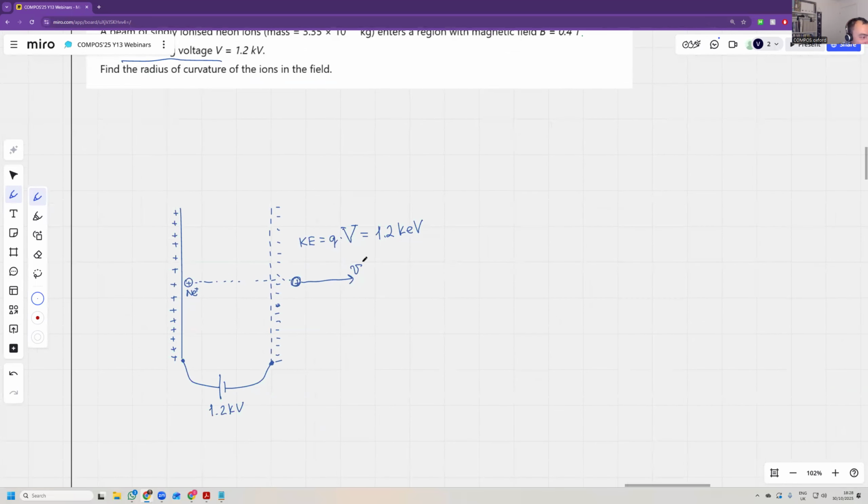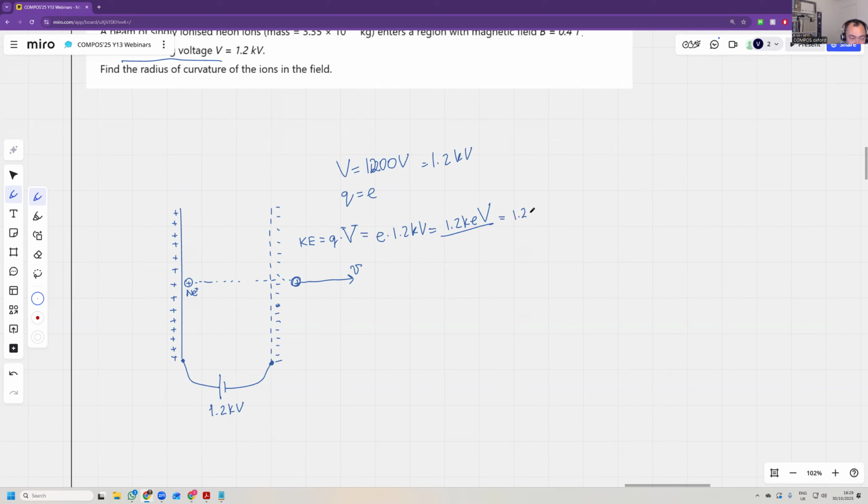We can convert that, because the charge is 1 electron. So how did I arrive here? I'll just quickly explain. Because I know the voltage is 1,200 volts, or 1.2 kilovolts, and Q is equal to E, I literally just substitute that in. So E multiplied by 1.2 kilovolts is equal to 1.2 kilo electron volts. Cool. And then I know the speed of the particle.